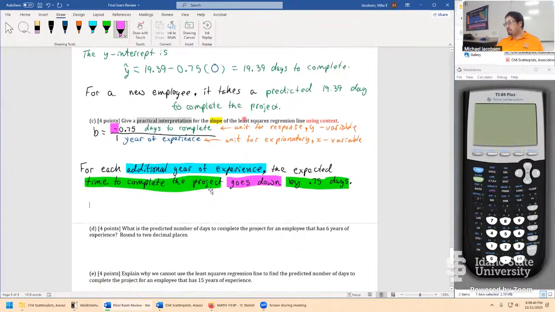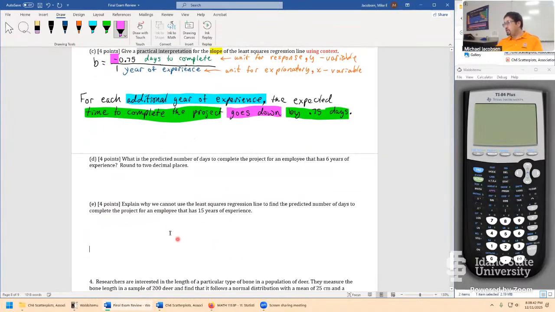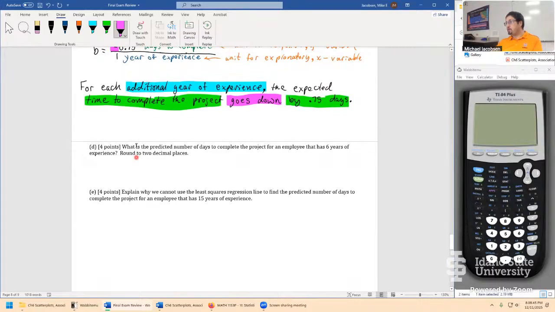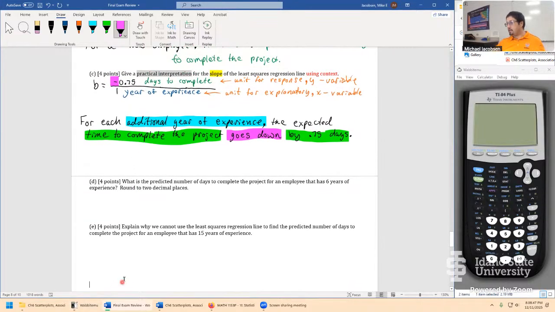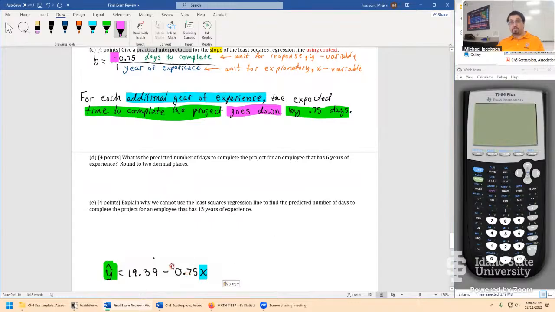Let's use this as a model. We have a couple more questions to look into, but both of those questions are going to be based off of that regression line model down below. So part D asks next, what is the predicted number of days to complete the project for an employee that has 6 years of experience? Well, 6 years of experience is the explanatory variable. So they're mentioning X. They just want to know predicted number of days to complete the project. But that's the y hat value. That's what it's giving us.